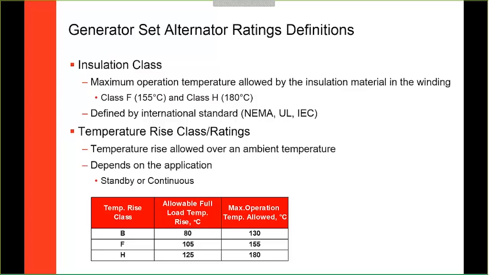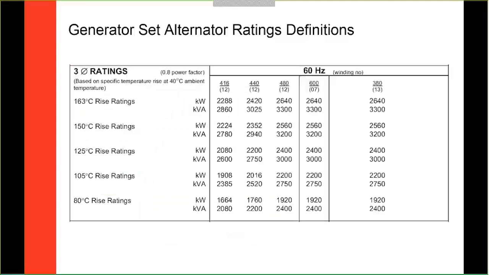So the next thing I want to talk about here is the temperature rise, which is looking at the operating temperature allowed by the insulation material within the winding. And typically this is communicated in terms of temperature rise. So what you're probably familiar with hearing is it's an 80 degree C alternator, it's a 105, it's a 125 degree C alternator. What that means is at a particular voltage and kilowatt rating, the internal temperature rises a set amount. And I'll walk through an example here.